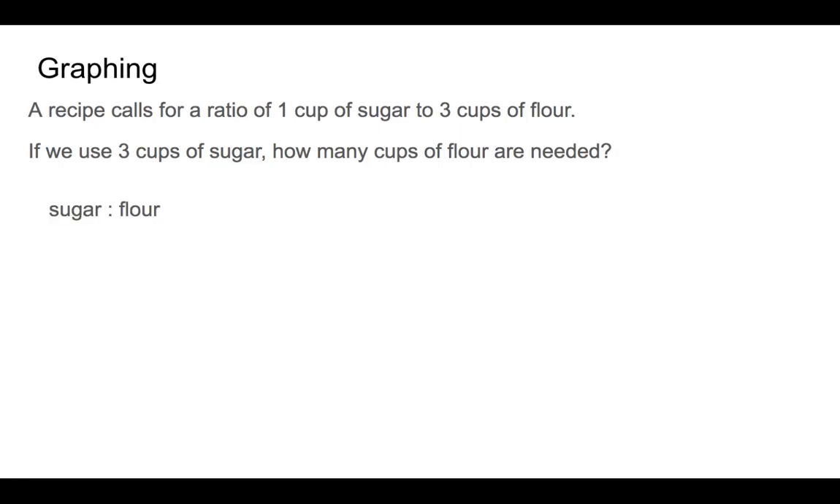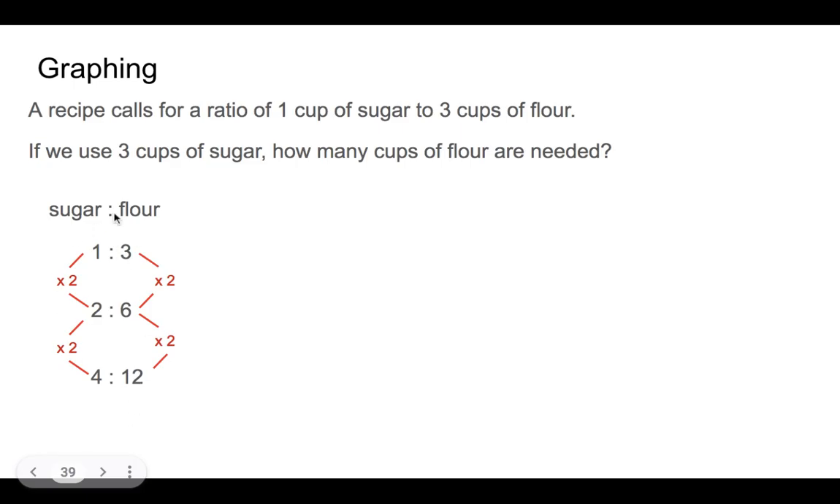So let's write this ratio as sugar to flour. And what we know is the ratio is 1 to 3. If I double both the 1 and the 3, I end up with 2 to 6. 1 multiplied by 2 is 2, and 3 multiplied by 2 is 6. Let's double that. So 2 multiplied by 2 is 4, and 6 multiplied by 2 is 12.